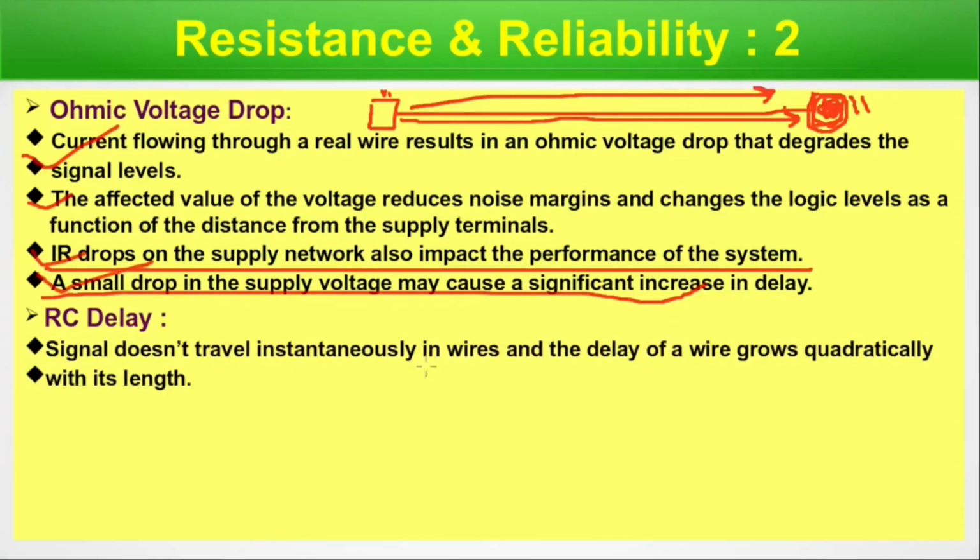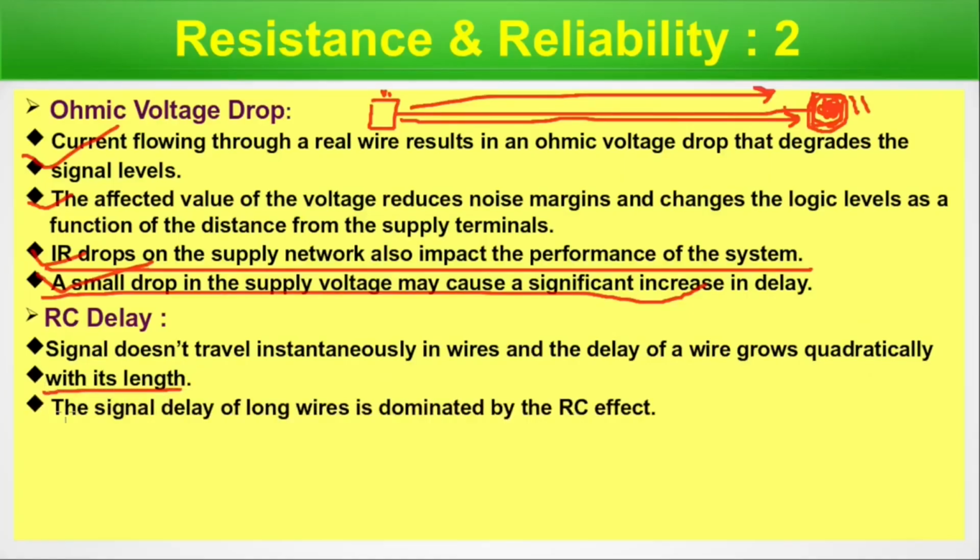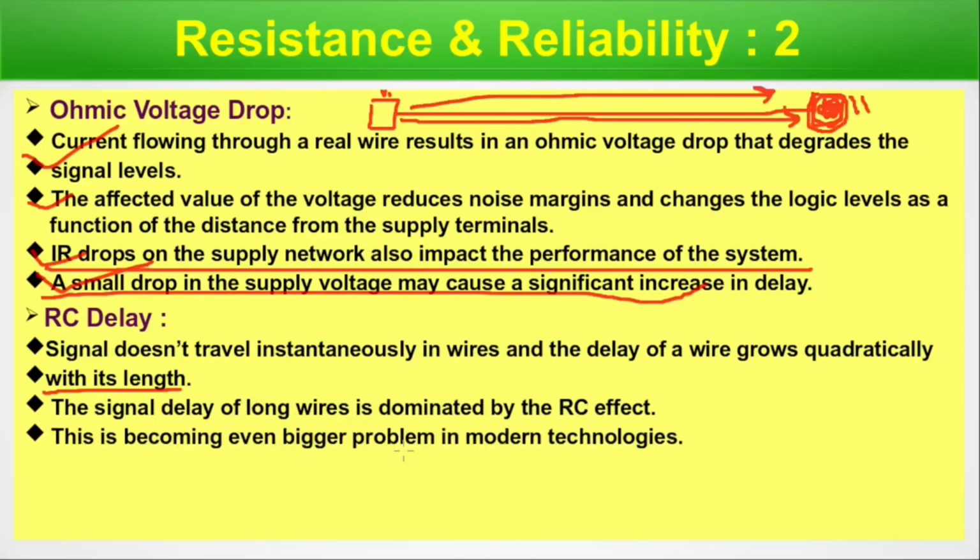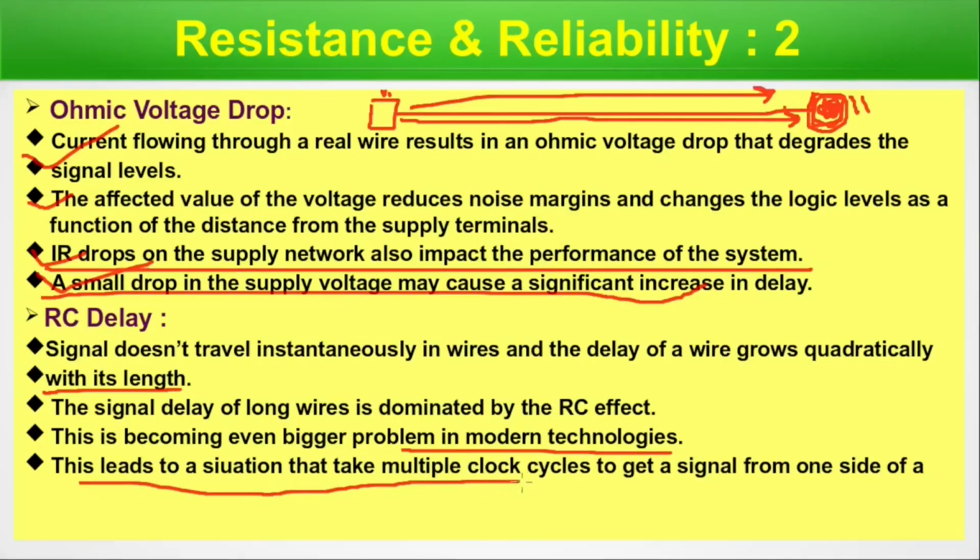Signal doesn't travel instantaneously in wires, and the delay of a wire grows quadratically with its length. So as length increases, delay also increases. The signal delay of a long wire is dominated by the RC effect. This is becoming an even bigger problem in modern technology, because the more the technology is advancing, the length of interconnect is increasing and the number of metal layers has increased. This leads to situations that take multiple clock cycles to get a signal from one side of a chip to its opposite end. Its delay becomes so much that multiple clock cycles are required to reach a signal from one corner to another corner. Next, capacitance and reliability.